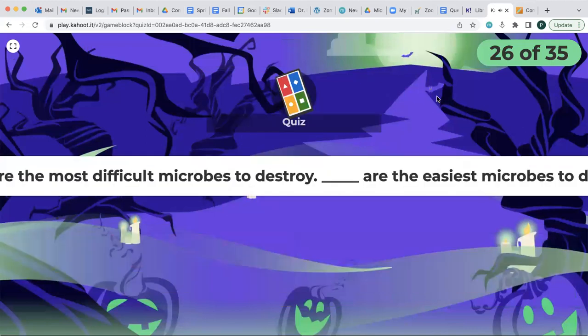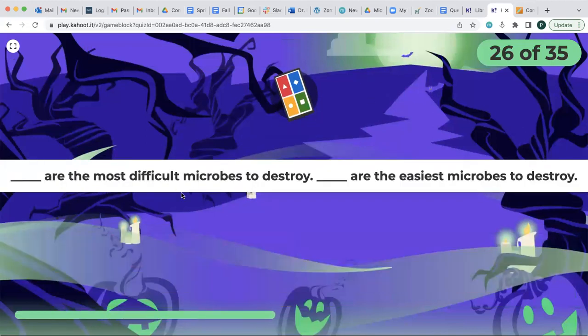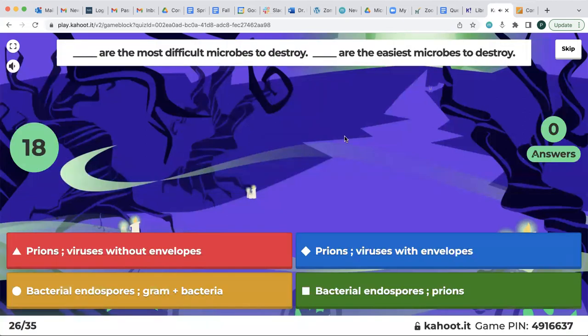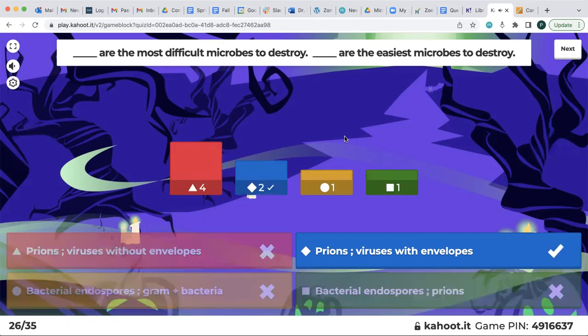Next. Blank are the most difficult microbes to destroy, and blank are the easiest microbes to destroy. Yep, it is prions and viruses with envelopes. So a bit of a tricky one as well.